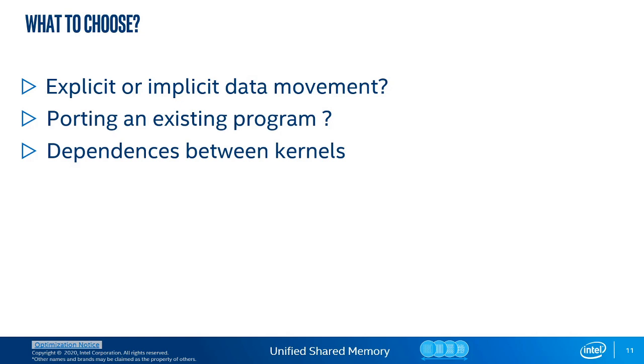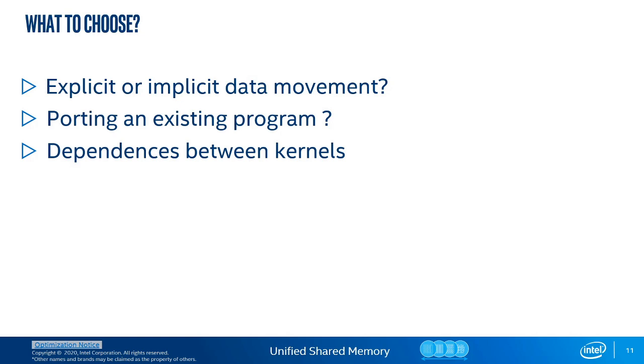Another question to ask is how you would like to express your dependencies between kernels. If you like to think about data dependencies between kernels, choose buffers. If you prefer to think about dependencies as performing one computation before another, choose USM.